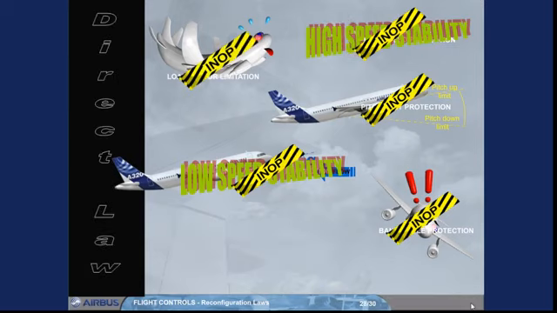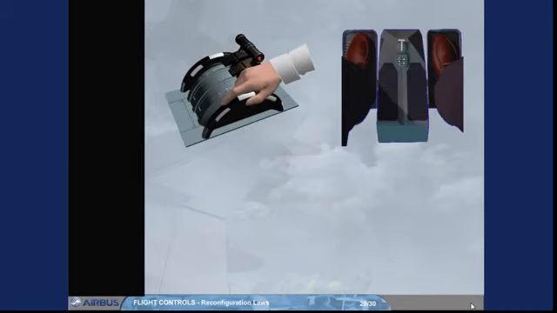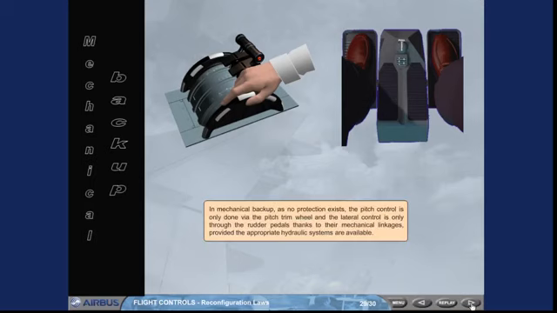Under direct law, all the protections are lost, and the aircraft handles as a conventional aircraft. In mechanical backup, as no protection exists, the pitch control is only done via the pitch trim wheel, and the lateral control is only through the rudder pedals, thanks to their mechanical linkages, provided the appropriate hydraulic systems are available.